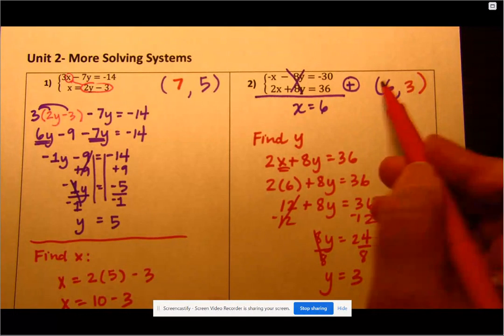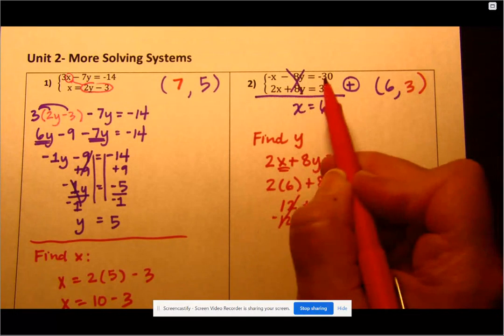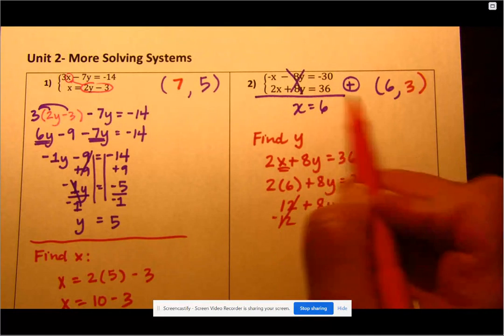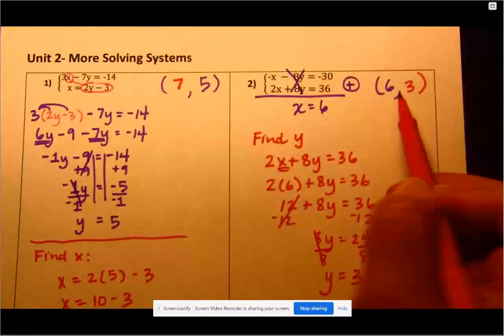Again, I could plug in 6, 3 into both equations, make sure it makes negative 30 in the top, make sure it makes 36 in the bottom, or graph them both, make sure they intersect at 6, 3.